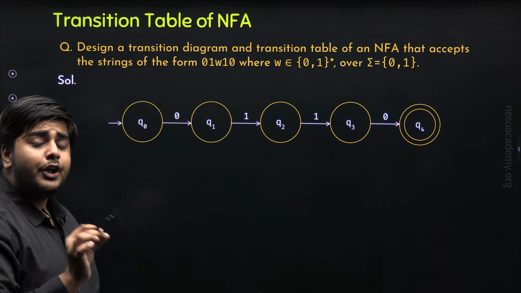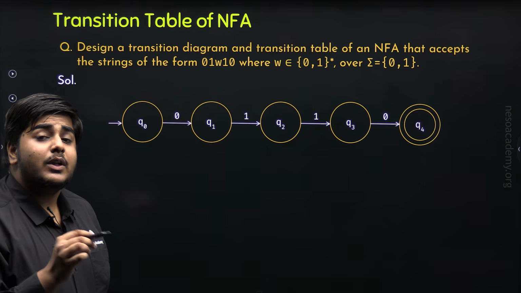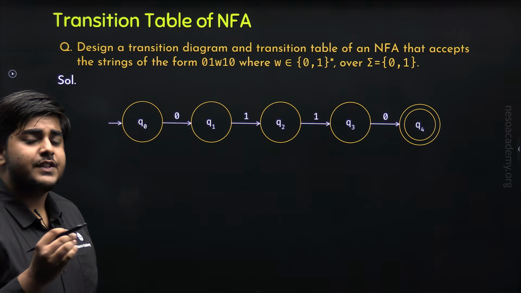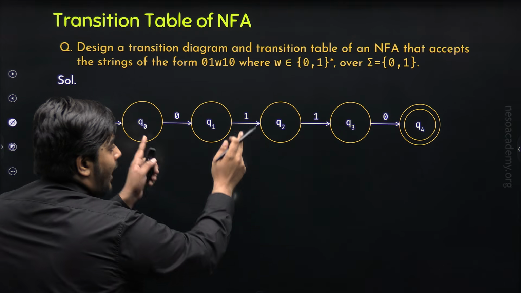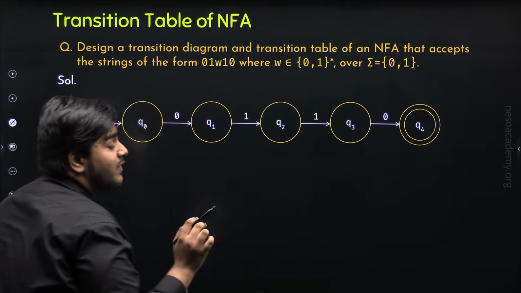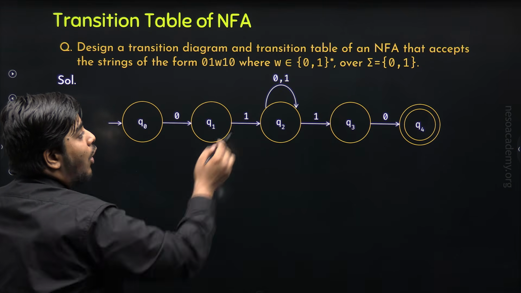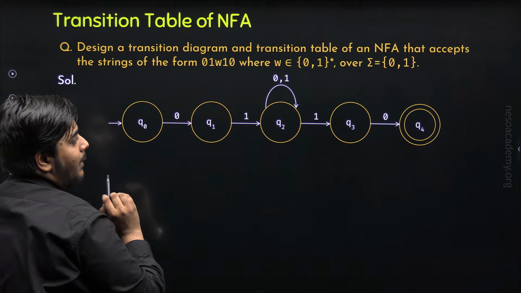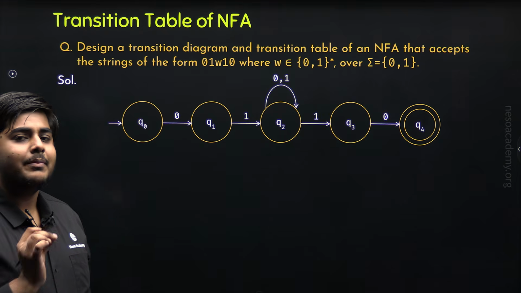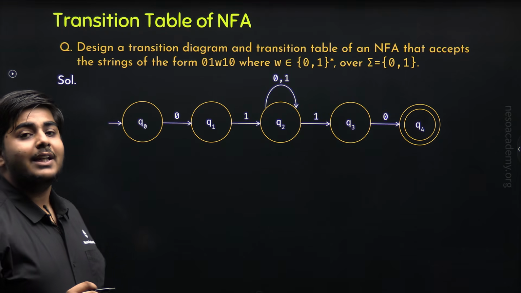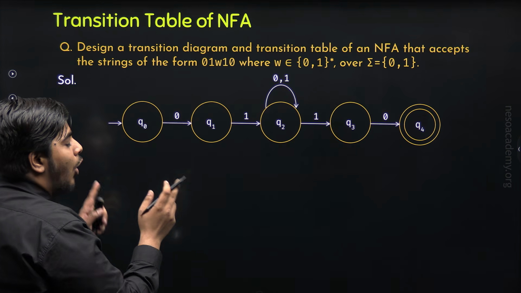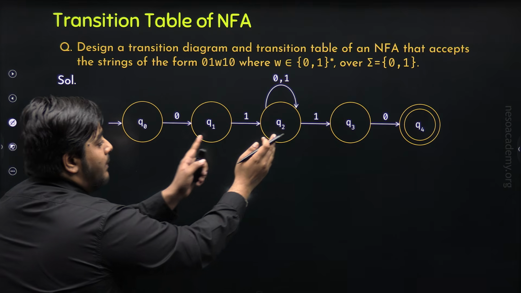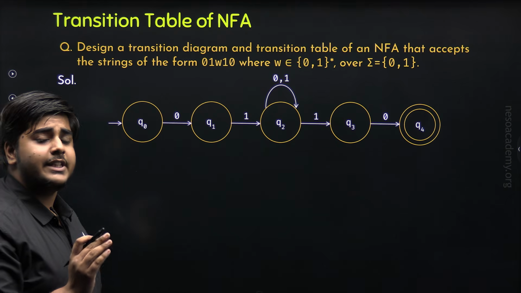Now, it is not true that always the value of w will be epsilon, because here you can see w can be any combination of 0 or 1. So between 0, 1 and 1, 0 there is w. So we will simply create a self loop of the symbols 0 and 1 over the state q2 to represent the substring w. And this is our non-deterministic finite automata for the given language. Here you can see all the strings are starting with 0, 1, ending with 1, 0, and in between we can have any combination of 0 and 1.